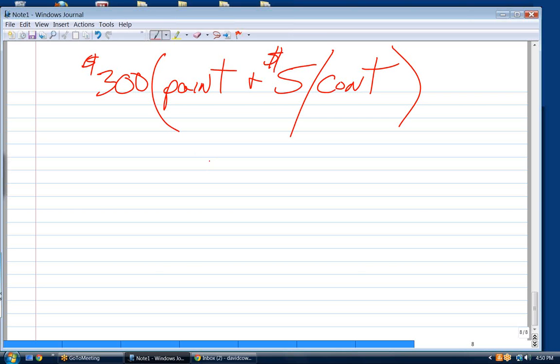So the best way to start a word problem is to define a variable and what it's equal to. Okay, so let x equal the number of containers that you're going to sell.